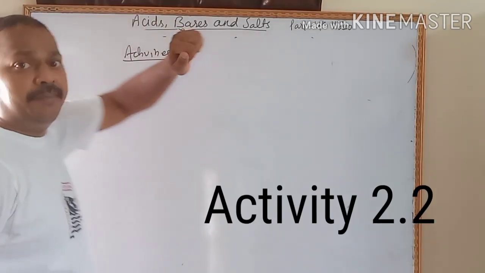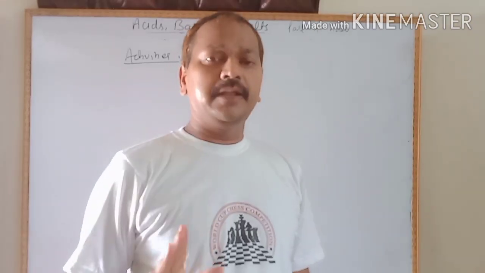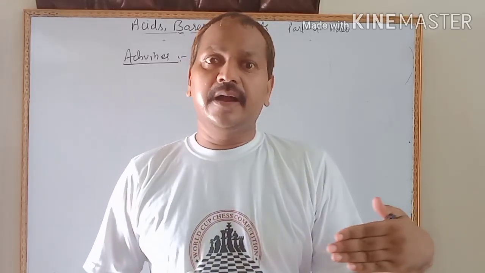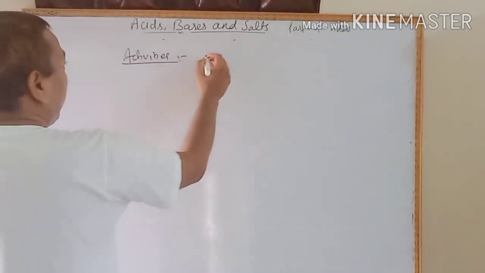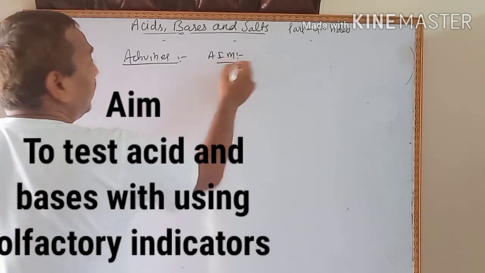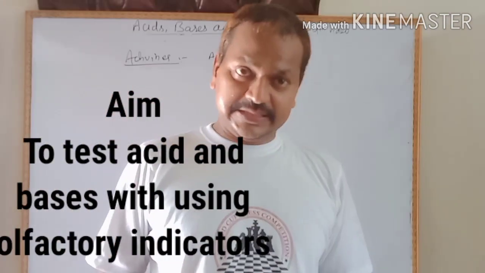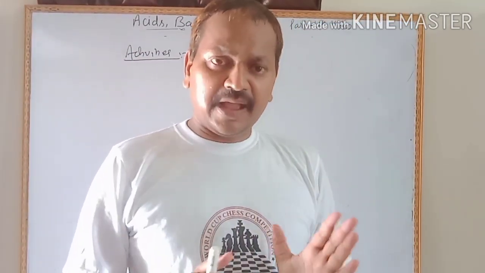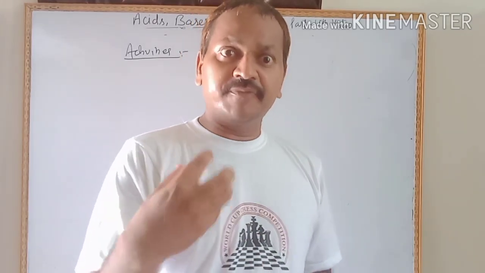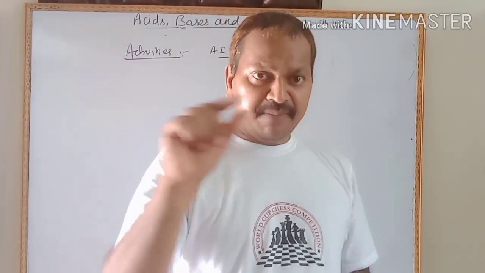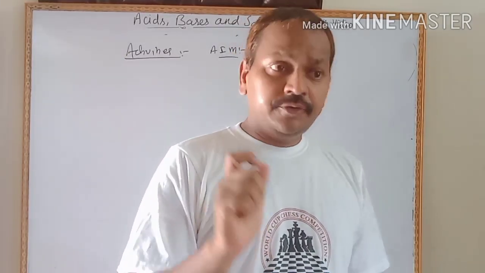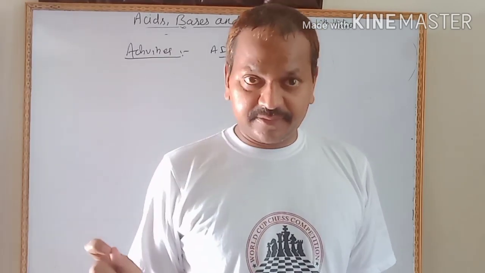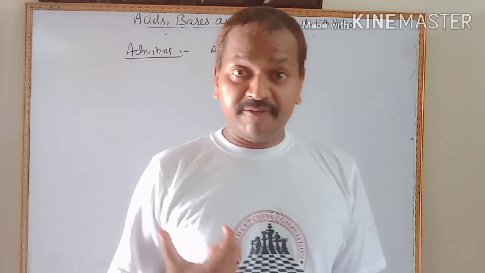Activities. Now in the previous video we covered activity 2.1, right? In this video we will take up 2.2. So aim. Here I am not going to cover the entire activity in detail. We will take up the key discussion and key points, the conclusion of each activity. Okay? So the aim of this activity is very simple: to test acid and base by using olfactory indicators. Acid and base by using olfactory indicator.